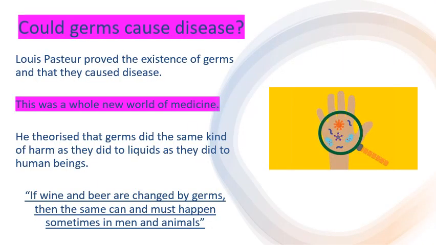You theorize then, so if they're causing things to go bad, like plants, silk and beer and liquids and milk and that kind of stuff, maybe it's the same thing that could happen to human beings. And he wrote in his book at the time, if wine and beer are changed by germs, then the same must happen sometimes in men and animals. We must be affected by these germs too. Okay.